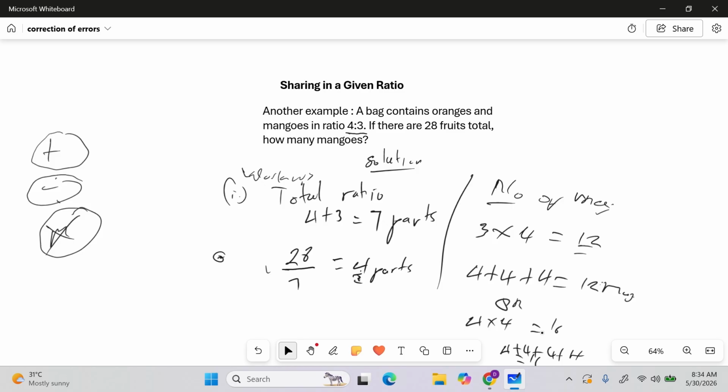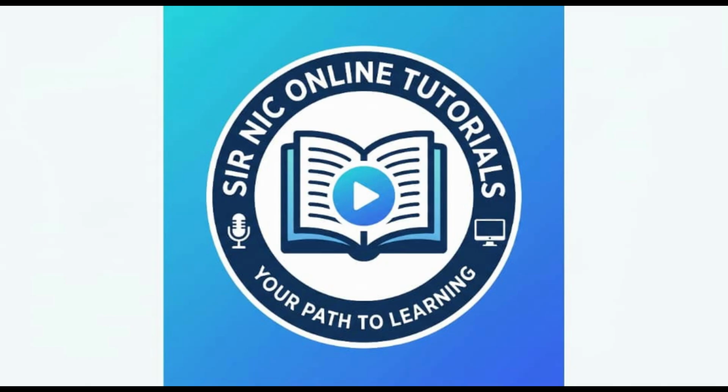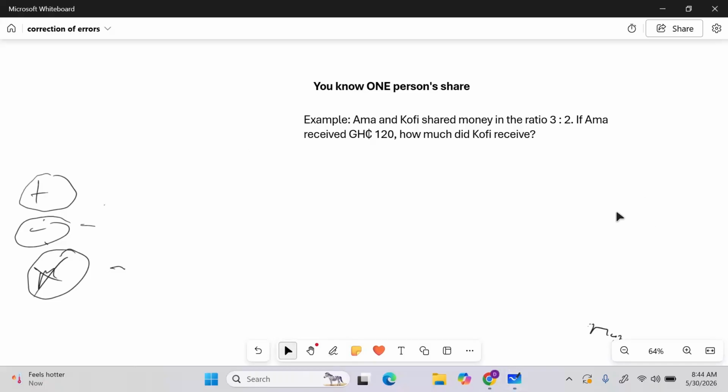Now let's take the one where they won't give you the total amount of the thing, but they'll give you one part and then ask you to find the other part. Let's see how you're going to solve that one too. This one is when you know one person's share, but they won't give you the total amount of money or the total quantity of the thing.